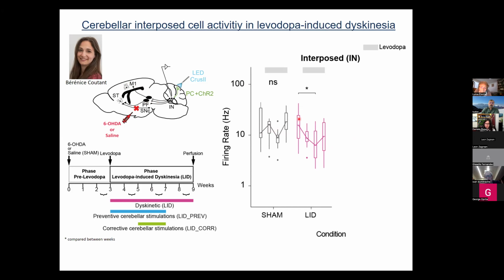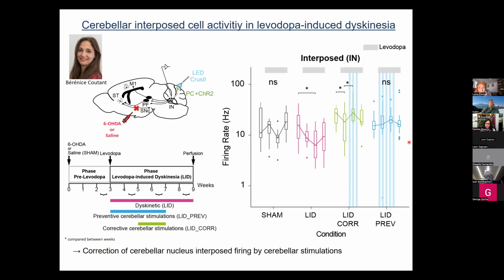But then you can see here that in the levodopa-induced dyskinesia, we have this decreased activity in the interposed, and then we see a correction of cerebellar nucleus interposed firing by the cerebellar stimulations.